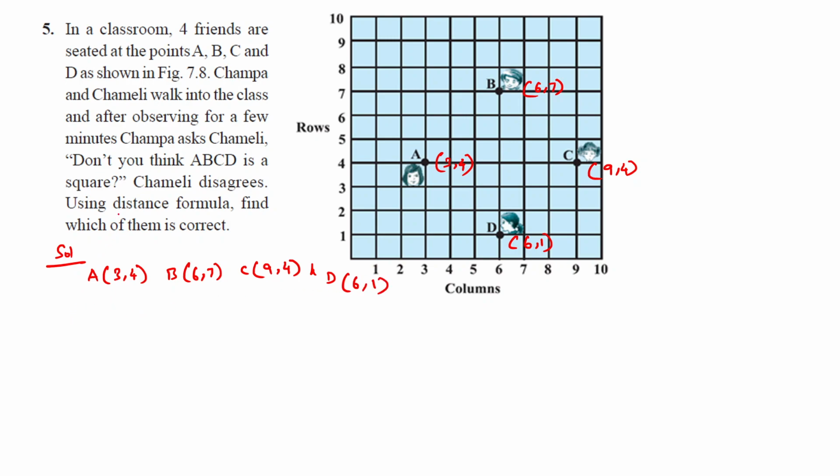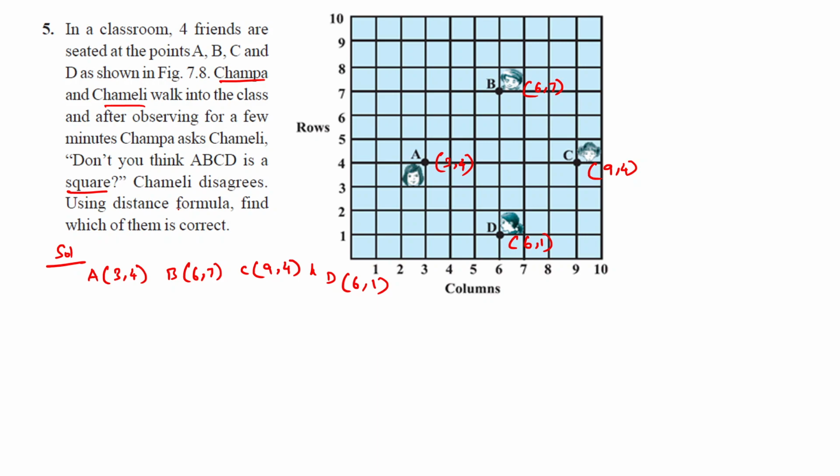Okay. Next, there is a conversation between Champa and Chamili. They walk into the classroom and have a conversation. After a few moments, Champa says to Chamili that ABCD is a square. Next, Chamili disagrees. Chamili says it is not a square.